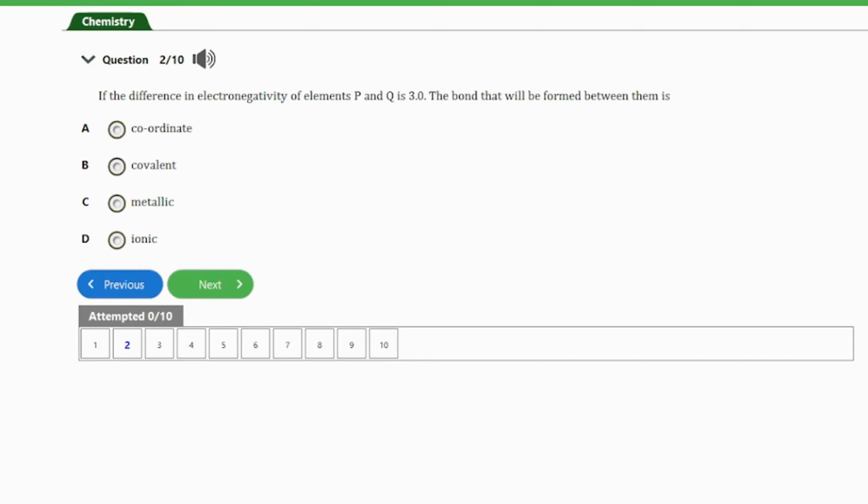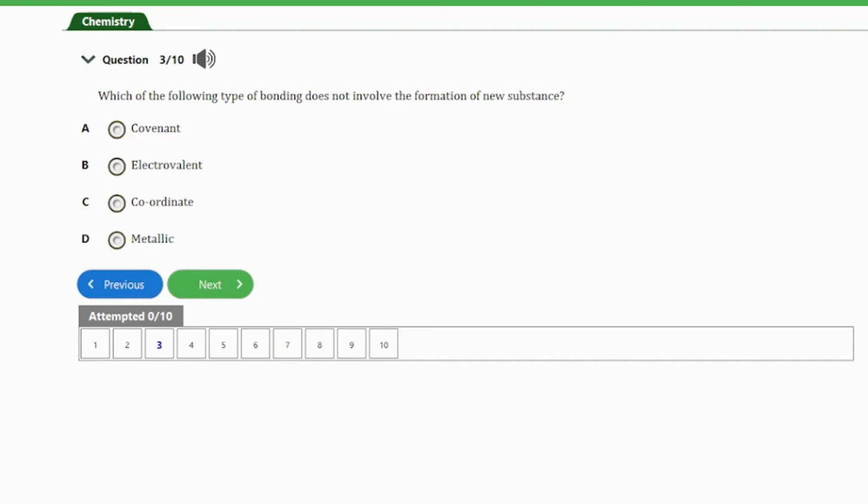For instance, the electronegativity of fluorine is 3.97 and the electronegativity of lithium is 0.98. If they combine together, they will have an ionic bond, because the difference in electronegativity between both of them is high. So that's it about that question.